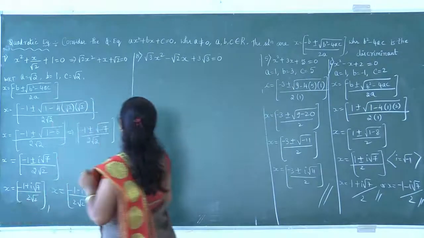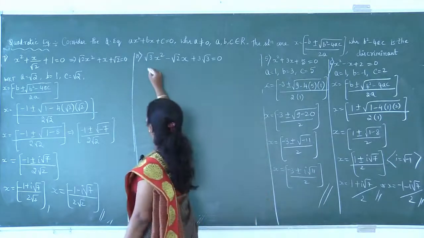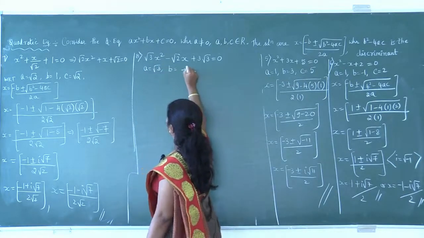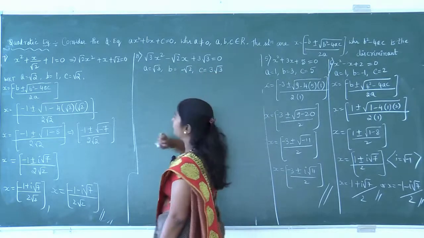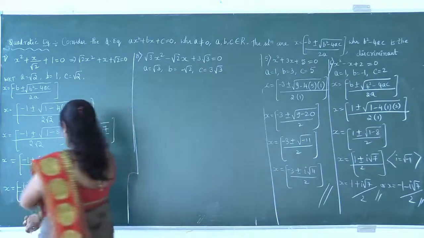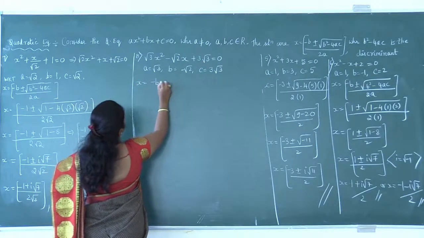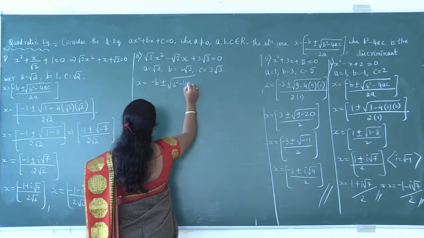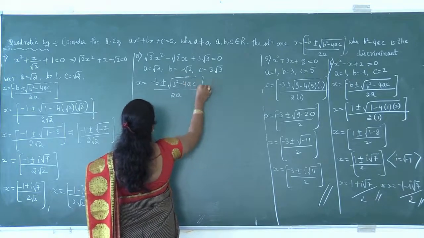Now, what is the value of a here? The value of a in this problem is root 3. The value of b is minus root 2 and the value of c is 3 root 3. Write down the formula now. We know that x is equal to minus b plus or minus square root of b square minus 4ac, whole thing divided by 2a.